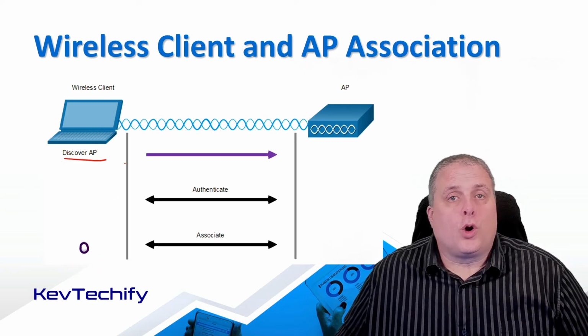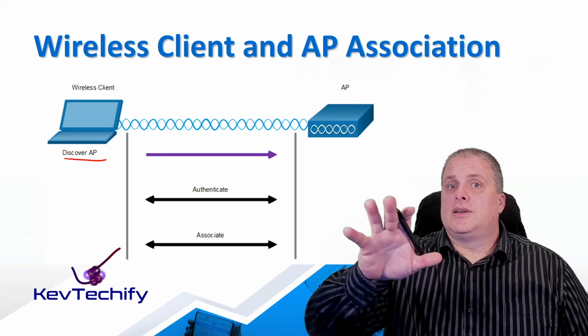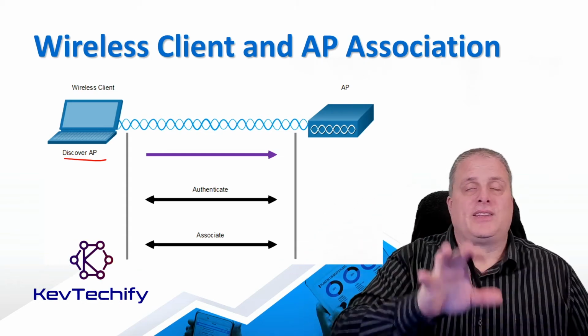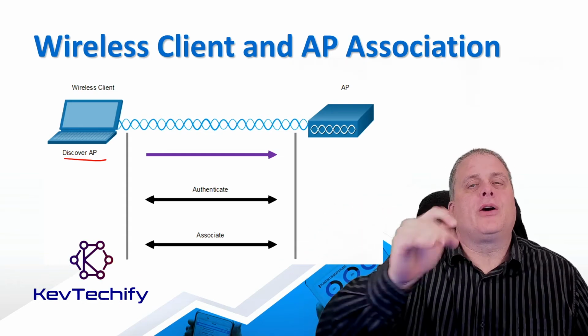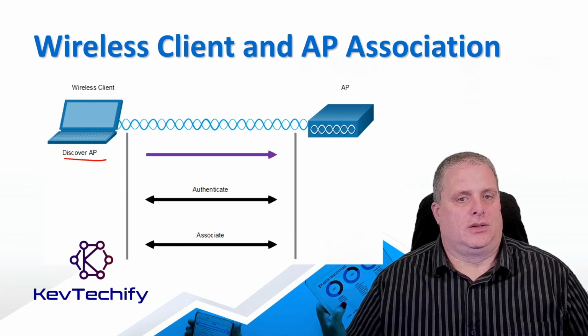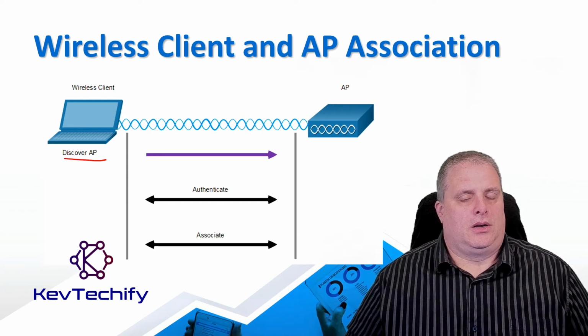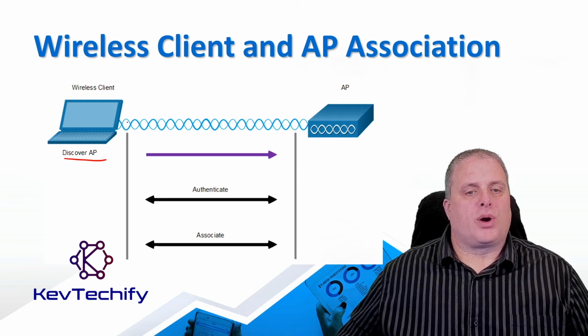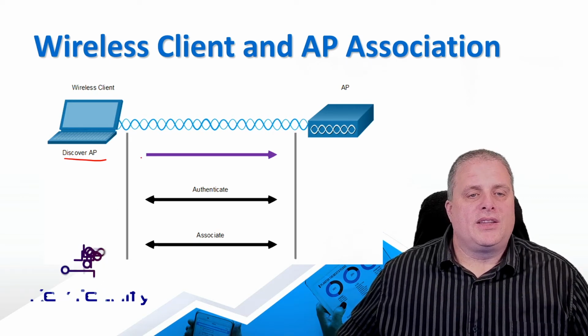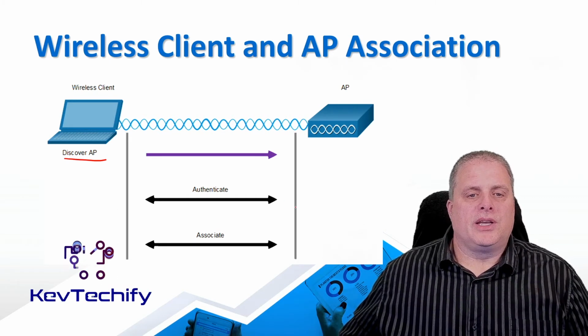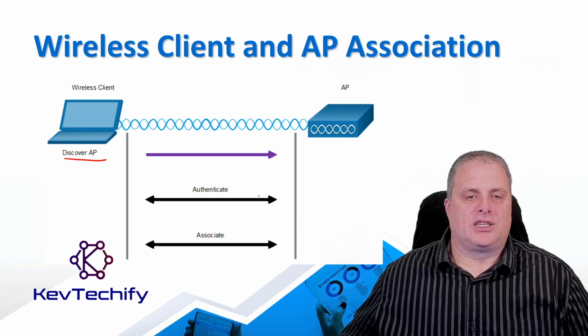And a lot of times in a corporate environment, you may have three or four access points that the device hears. It's going to pick out the one with the strongest signal, and then it's going to process to communicate with it. When that discover goes out, we get some authentication messages from the access point.